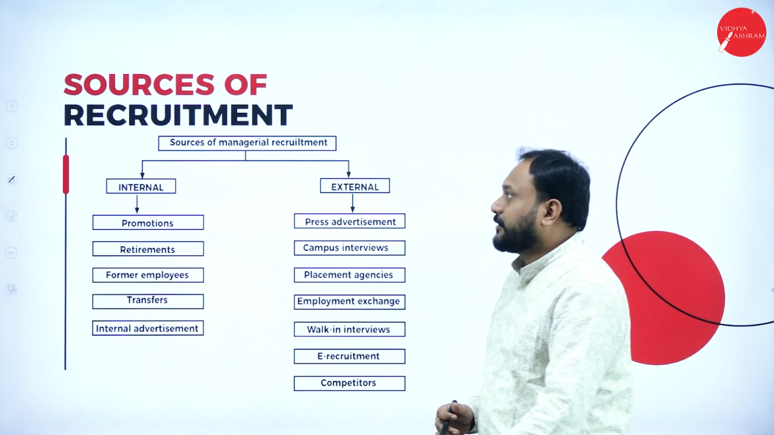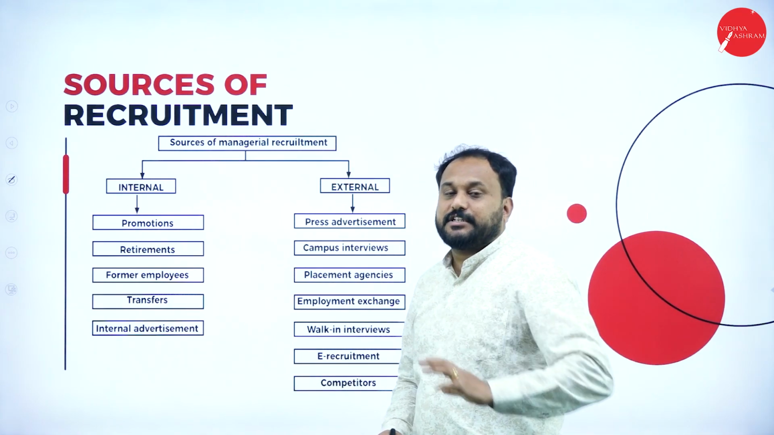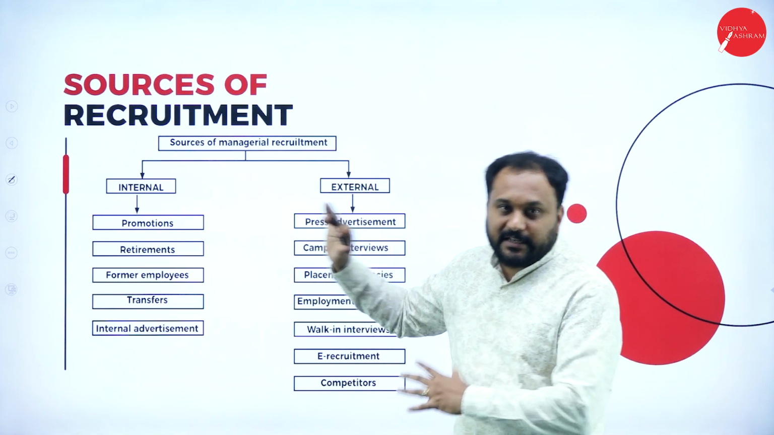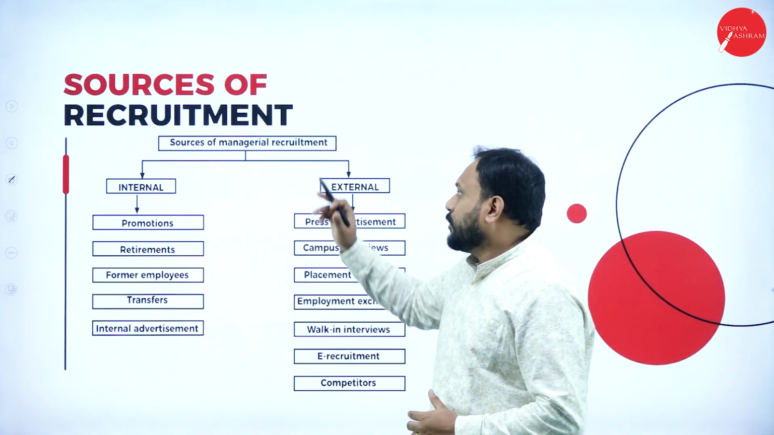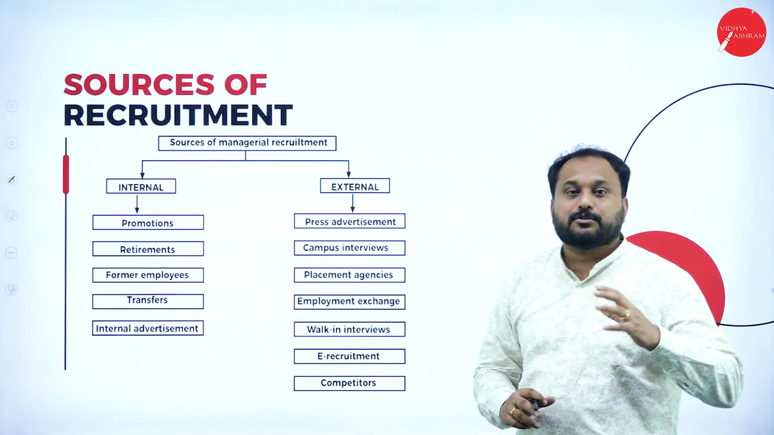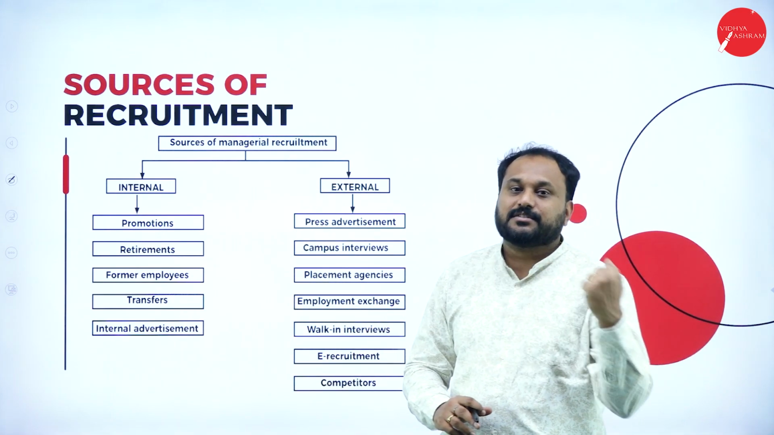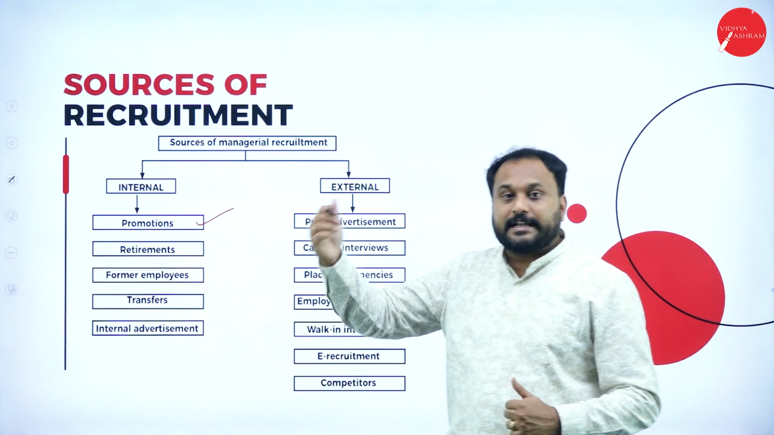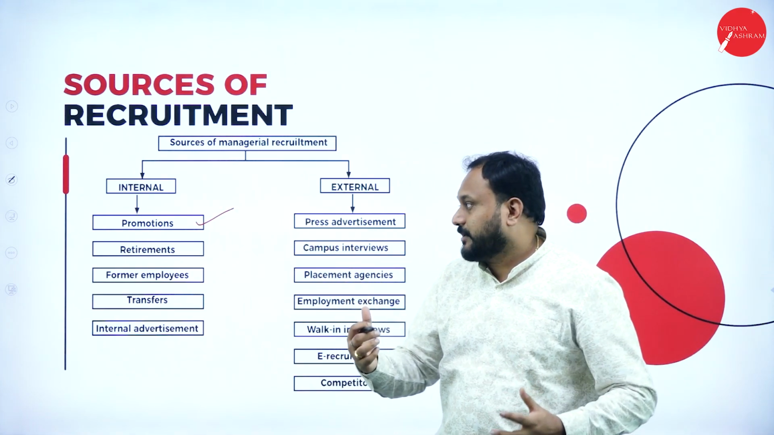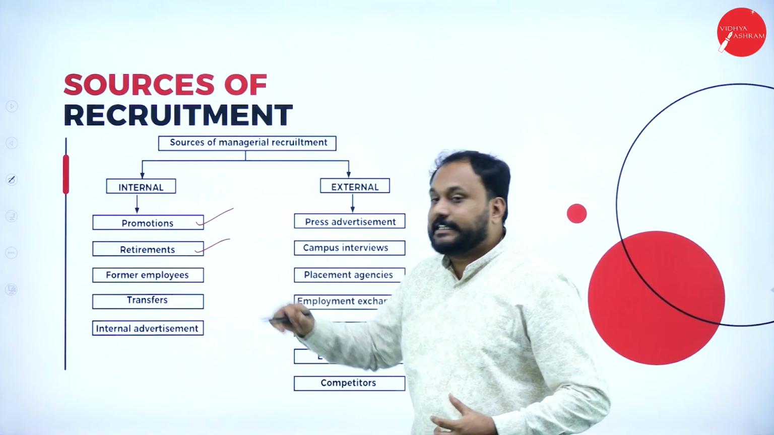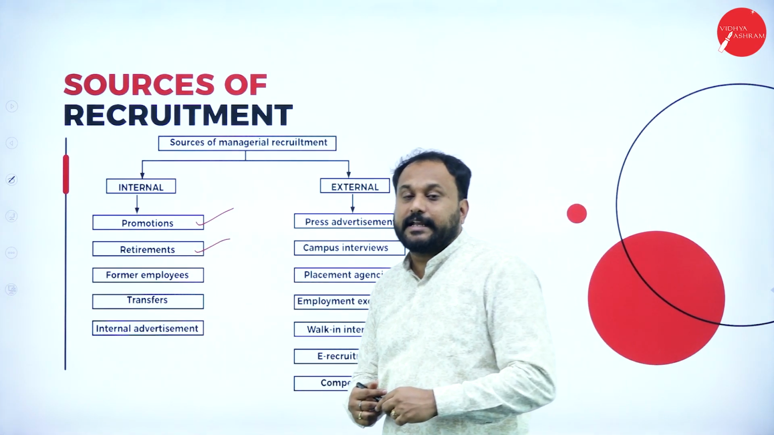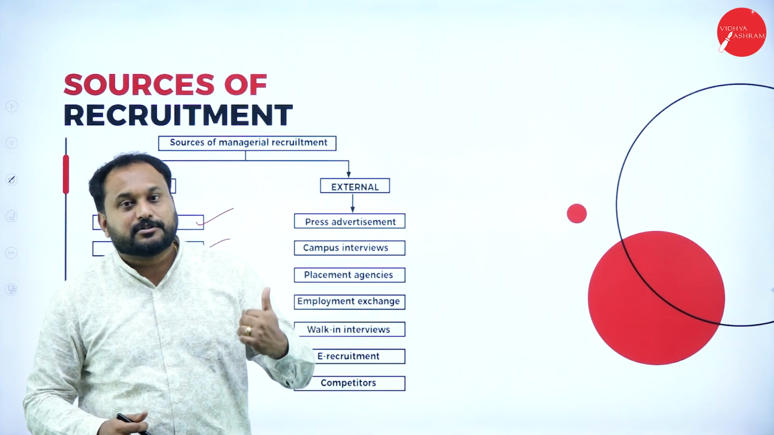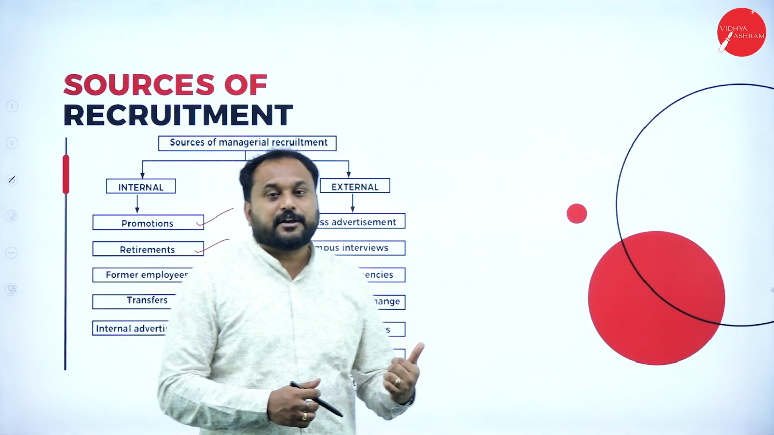Now, sources of recruitment, how all sources can be changed. I've given the two here, just please write exactly the same because it is a 10 marks question. Sources of managerial recruitment: internal is there, external is there. In internal, one is promotion. I told you an example also of how promotion will go. Next is retirements. People who get retired are hired again. So that is also an internal source of recruitment.